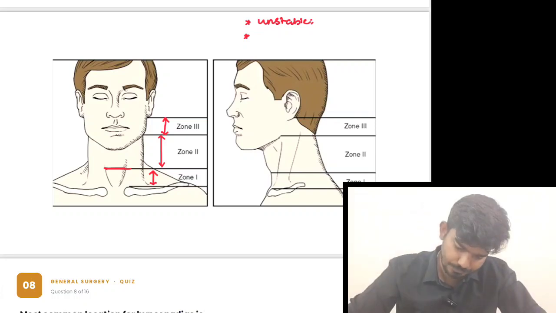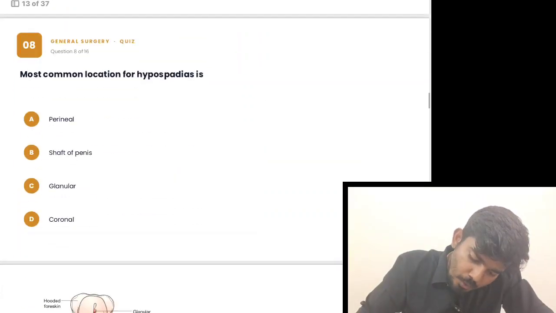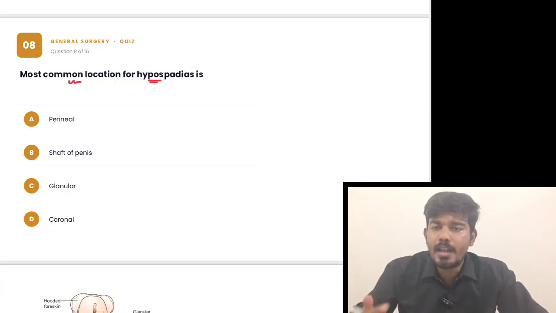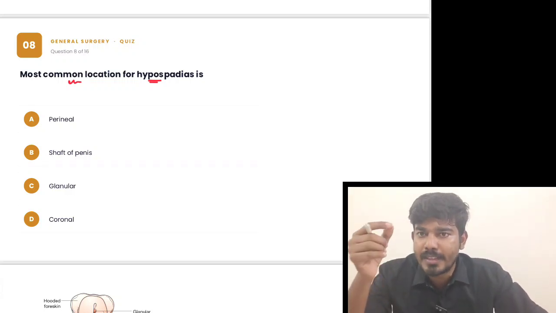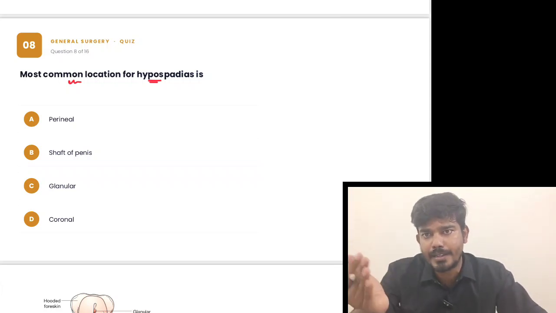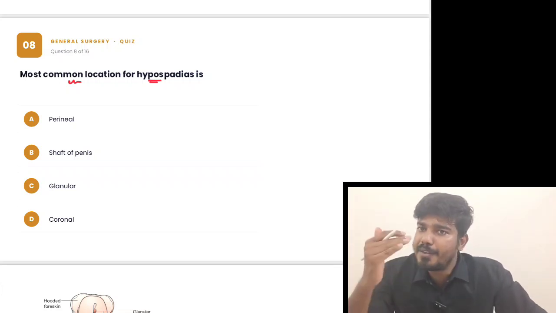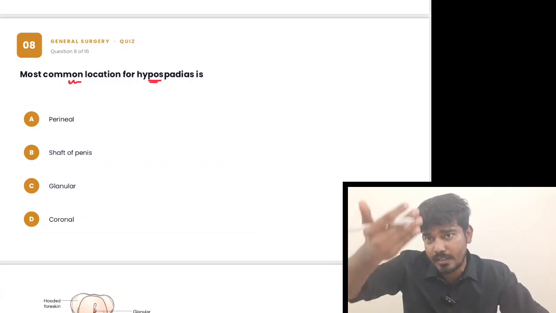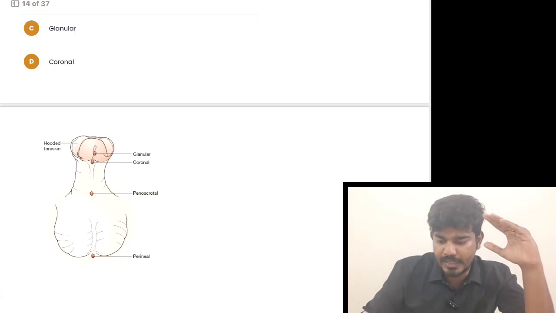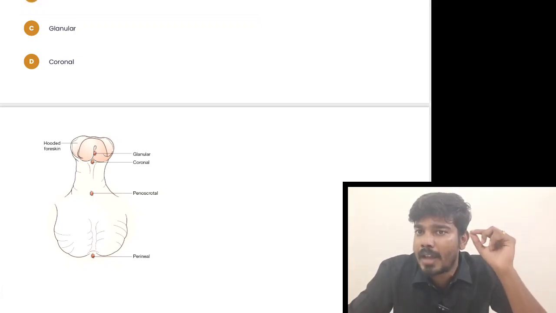Okay, then most common location for hypospadias. What is hypospadias? If the external opening of the urethra is present in the ventral aspect of the penis, that is called hypospadias. If it is present in the dorsal aspect, on the top, that is epispadias. If it is present in the ventral aspect, the posterior surface, the back side of the penis, as in this image, that is hypospadias.